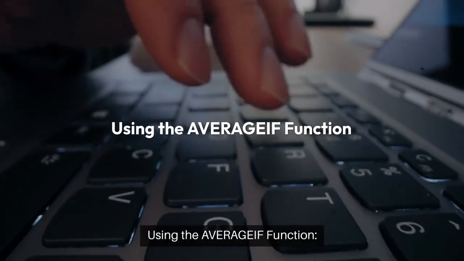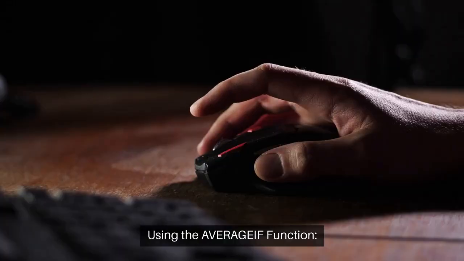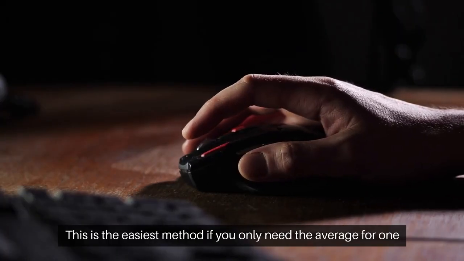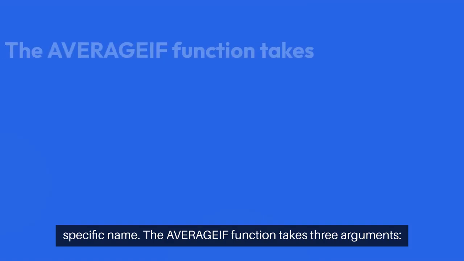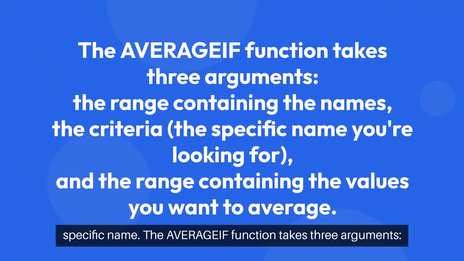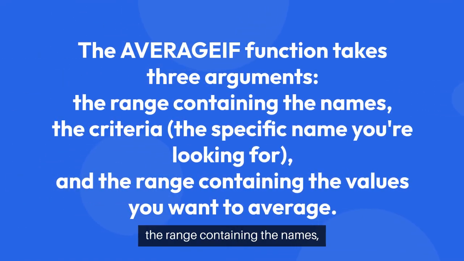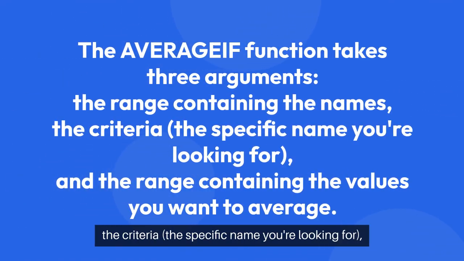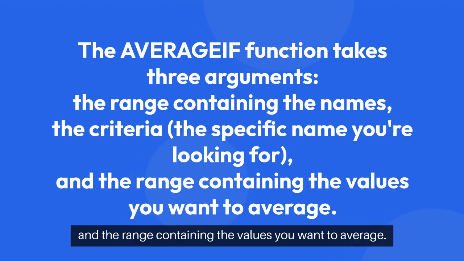1. Using the AVERAGEIF function. This is the easiest method if you only need the average for one specific name. The AVERAGEIF function takes 3 arguments: the range containing the names, the criteria, the specific name you're looking for, and the range containing the values you want to average.